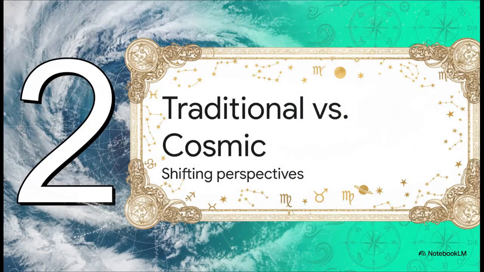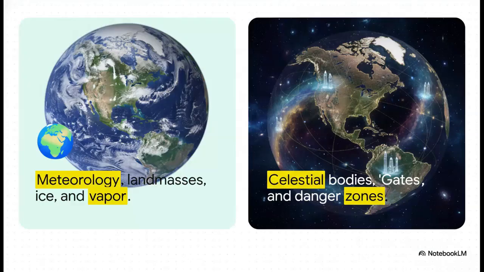Moving on to Section 2, Traditional versus Cosmic. This is where we start shifting our perspectives. Now, traditional cartography obviously understands these shapes as standard meteorological weather systems. We're talking physical landmasses, ice, water vapor, the usual stuff. But the source material introduces a completely alternative vision. In this interpretation, that national weather image isn't just clouds. Instead, it's viewed as an illustrated cosmic map, outlining these massive celestial bodies called gates right alongside designated danger zones.